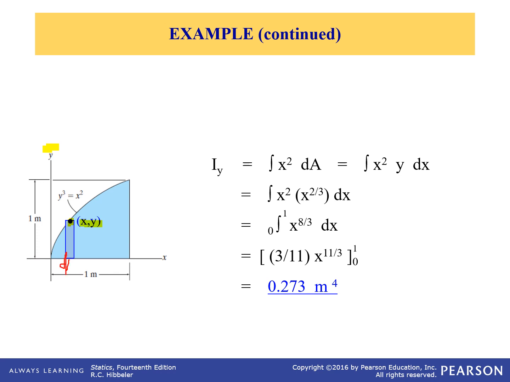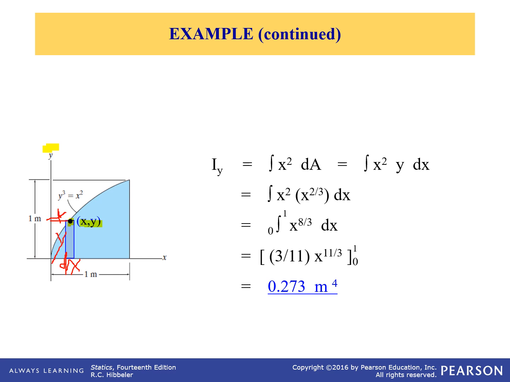The width of this differential strip is dx, along the x-axis. The perpendicular distance from this strip to the y-axis, since the point is x and y, is x, the distance along the x-axis. And the height of this strip is y.